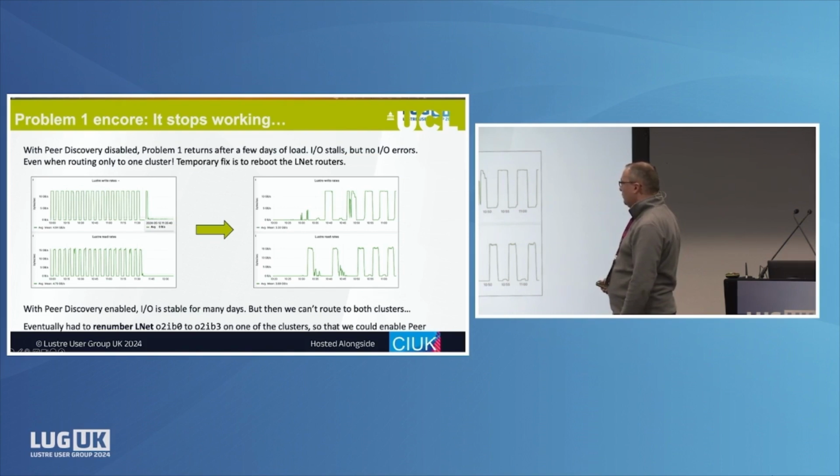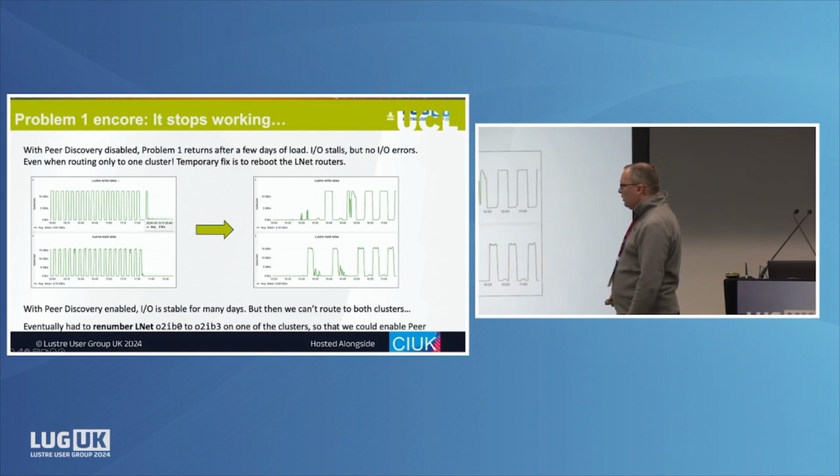A temporary fix we found is to actually reboot the LNet routers. Once we did that, at that point we rebooted one of the LNet routers, and then the Lustre traffic started picking up again. Still some stuttering until we rebooted a second LNet router around here, and then afterwards everything looks fine again.